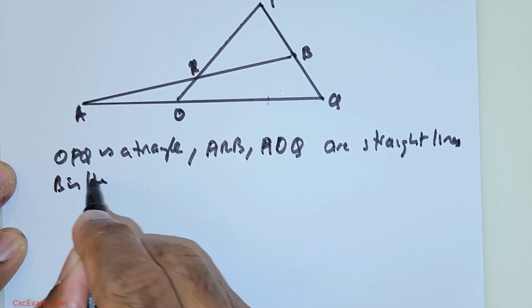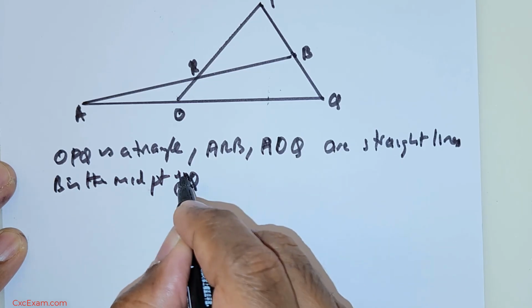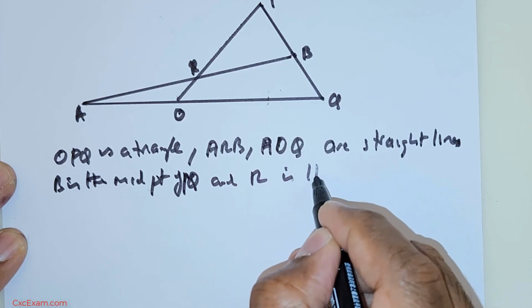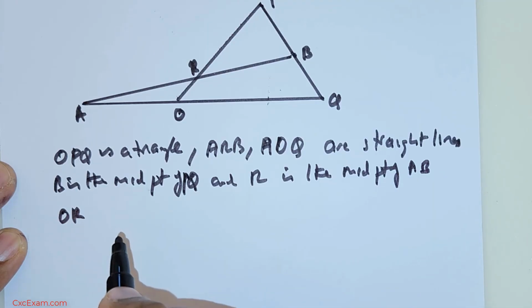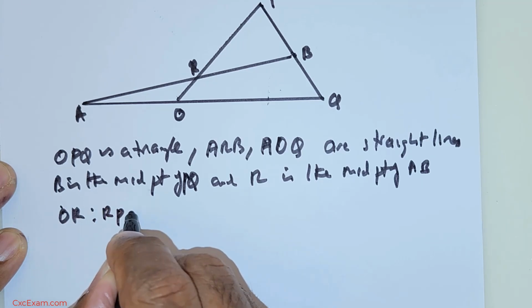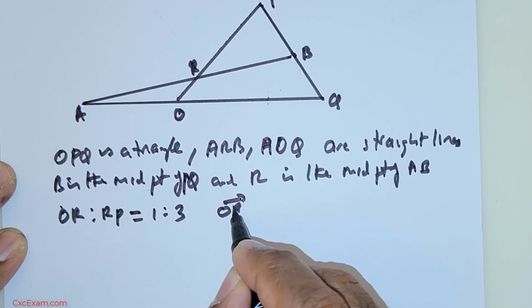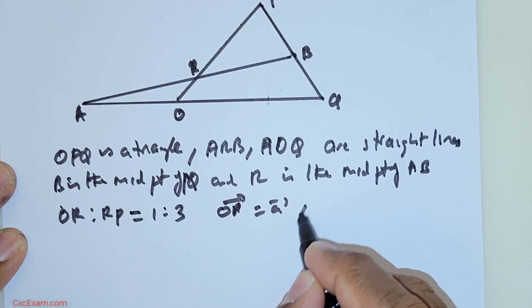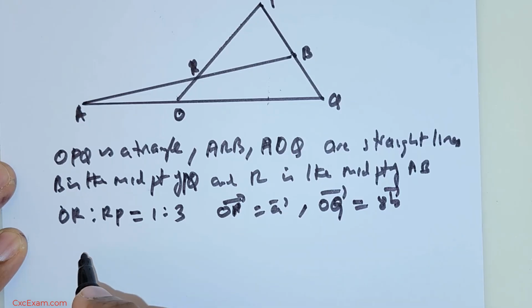B is the midpoint of PQ, and R is the midpoint of AB. OR is to RP, they are in the ratio of 1:3. Okay, we are given OP vector is equal to A vector, OQ vector is equal to 8B vector. We are asked to find PQ vector.